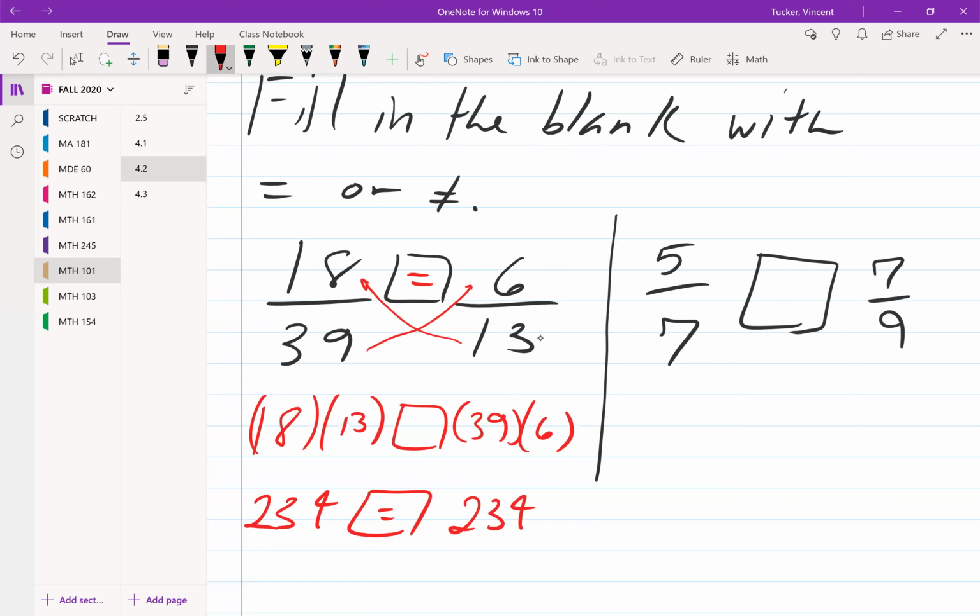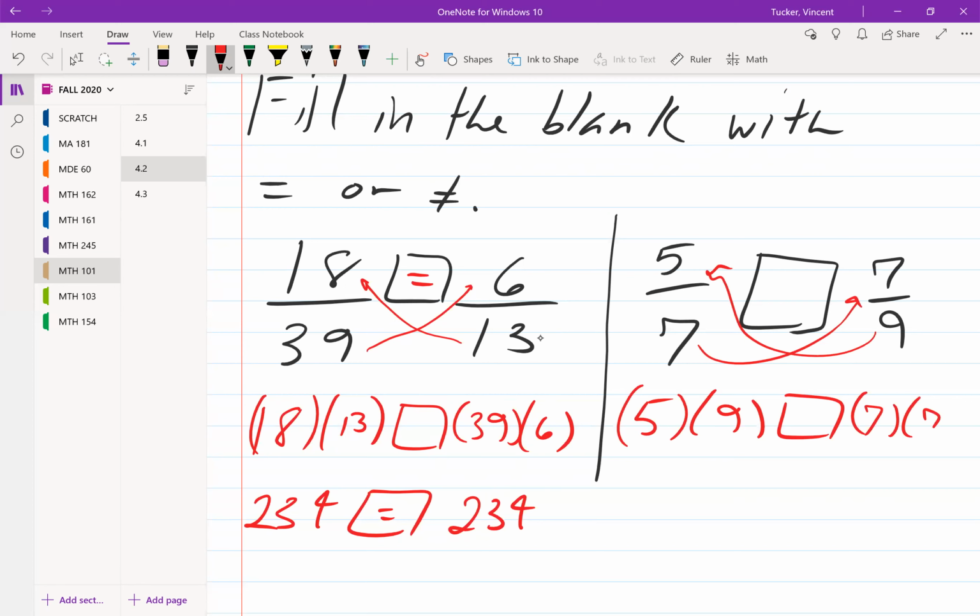Same thing for the next one. Cross multiply. 5 times 9 on the left. 7 times 7 on the right. 45, 49. They're not equal. So that means these fractions are not equal.